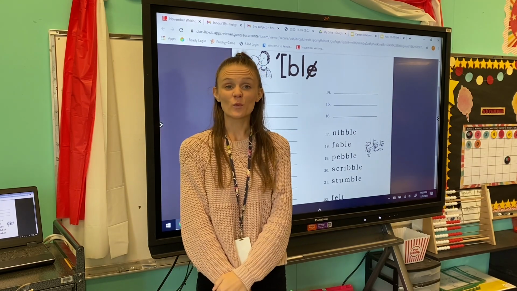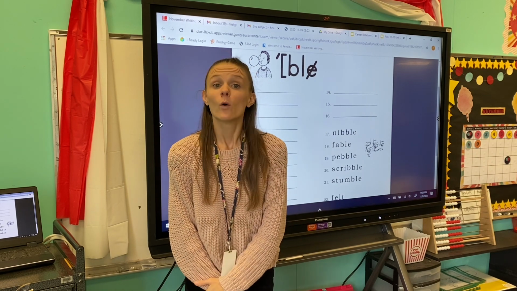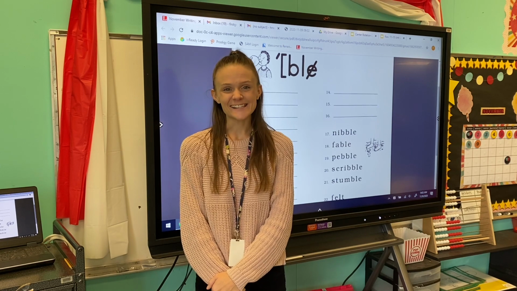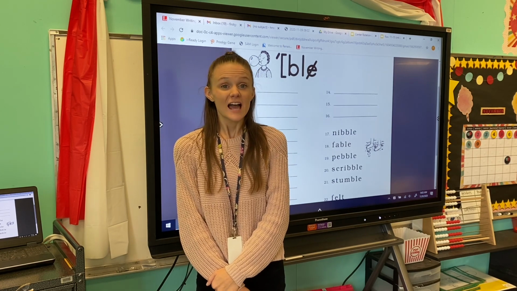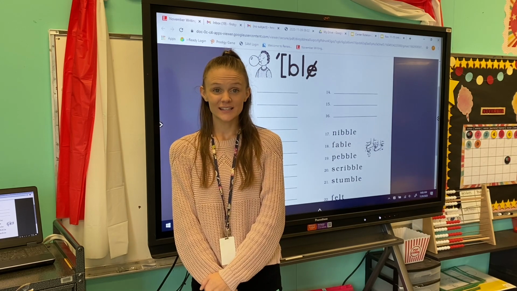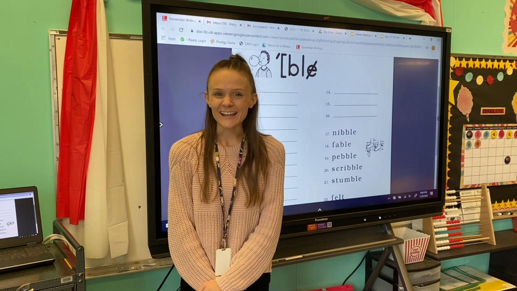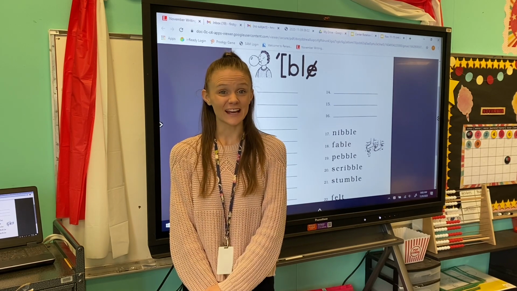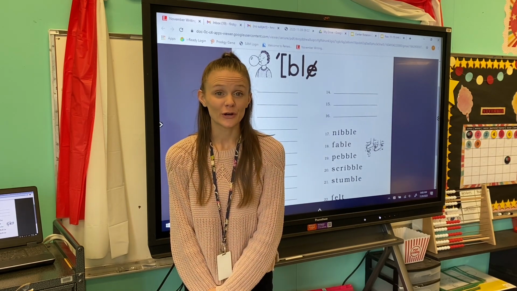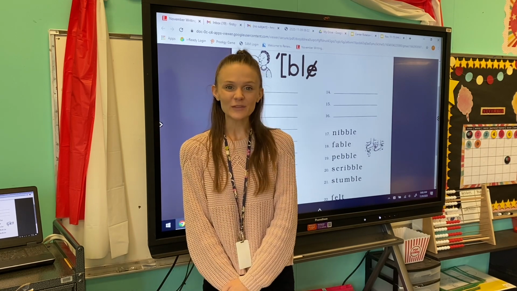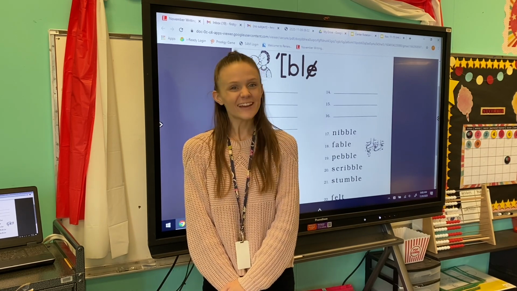Let's try it with the word land. What's the initial sound in the word land? Yes, it is L. Now what is the word without the L sound? And you're right. Let's try another one. Rat. The initial sound is R. What happens if you take off R? I'm left with at. Very good.